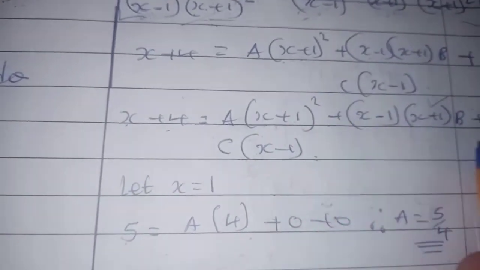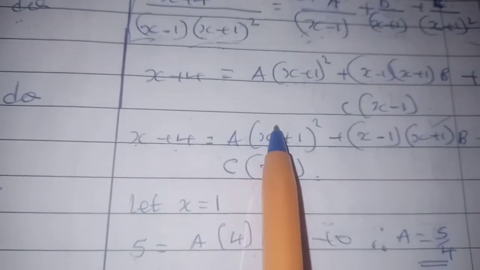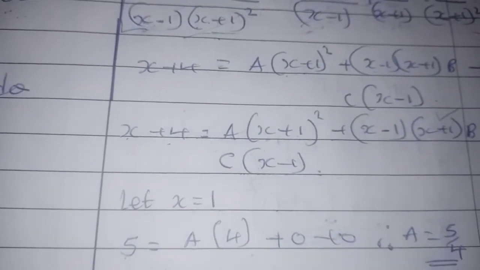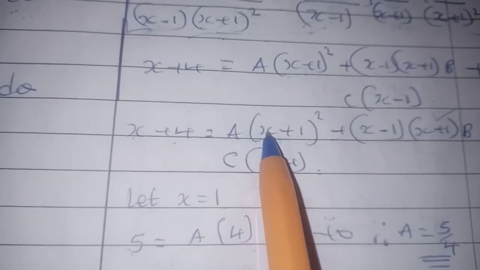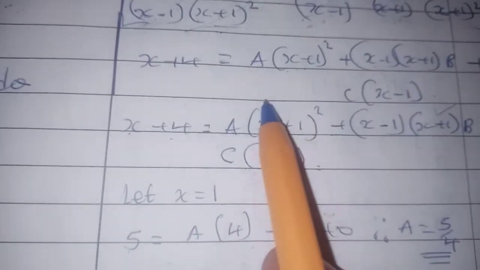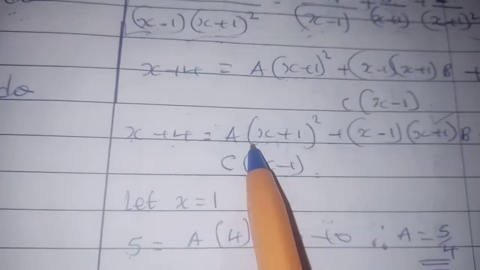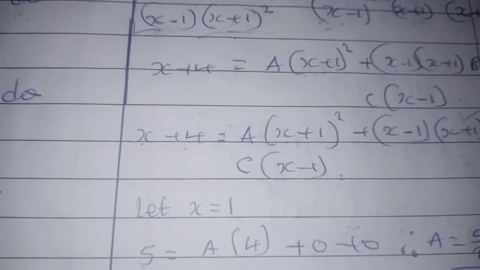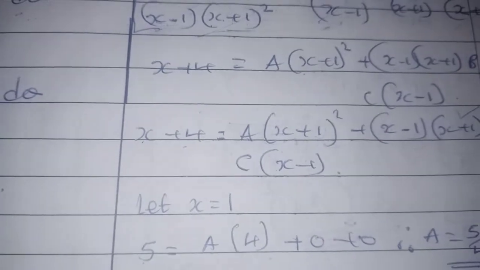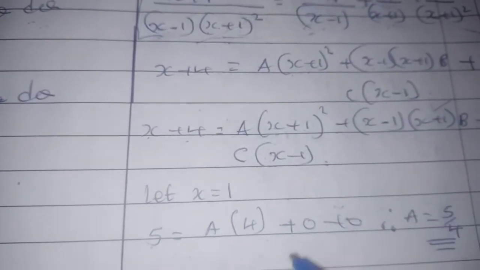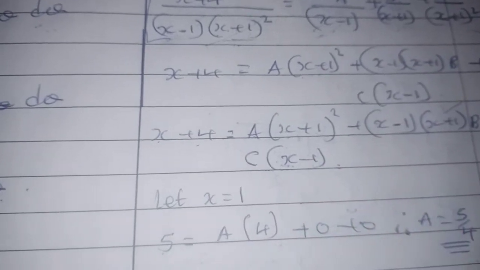But this one will be a number now. So a also goes to 0. So it's simple for us. When you substitute x with -1 here, this one becomes 0, since -1 plus 1 is 0. So all of this becomes 0, and we remain with x plus 4 equals... c times (x minus 1). -1 minus 1 is -2, so it will be -2c.